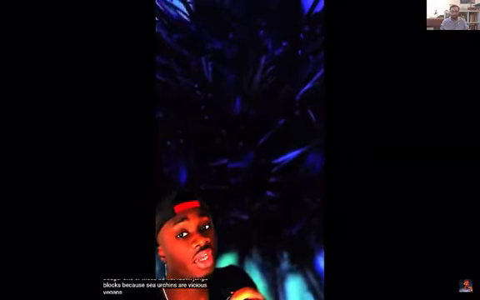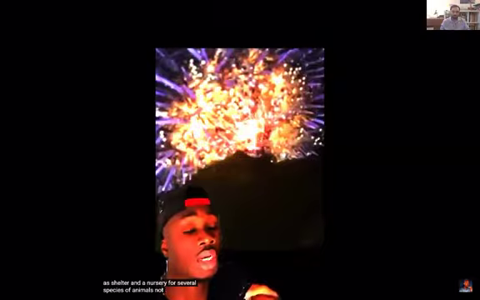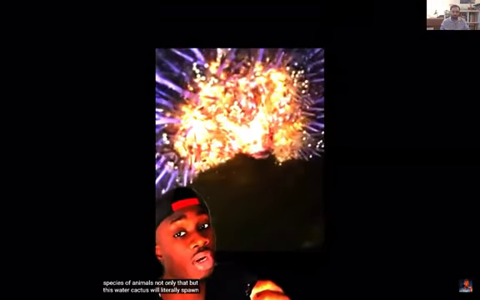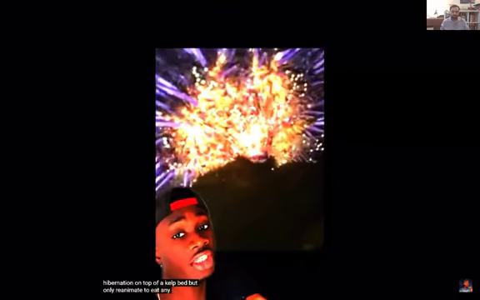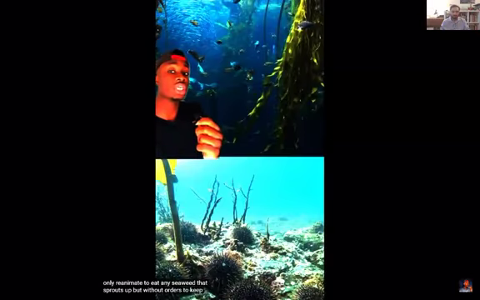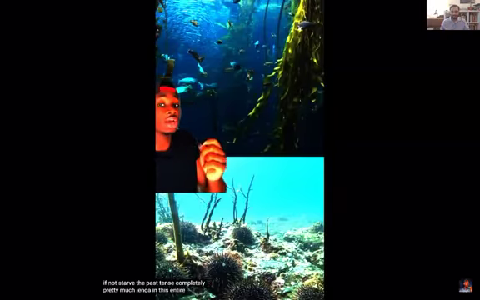Cause sea urchins are vicious vegans that eat kelp like they get paid for it. Kelp forests provide food as well as shelter and a nursery for several species of animals. Not only that, but this water cactus will literally spawn camp. They'll go into this weird hibernation on top of a kelp bed, but only reanimate to eat any seaweed that sprouts up. So without otters to keep the sea urchins in check, a bunch of animals would basically become homeless, if not starved completely. Pretty much Jenga-ing this entire community.